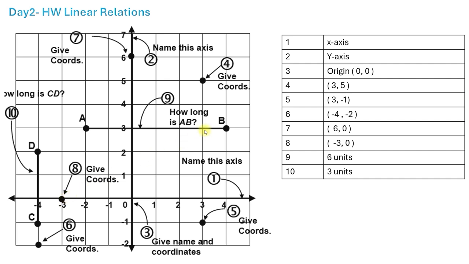Now number 9 is asking the length of this line segment AB. Well, the length of this segment is 1, 2, 3, 4, 5, 6 units. And 10 is pointing at this line segment right here, CD, and it is 1, 2, 3 units in length.